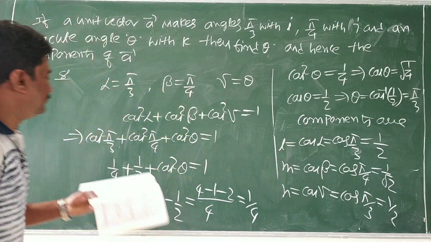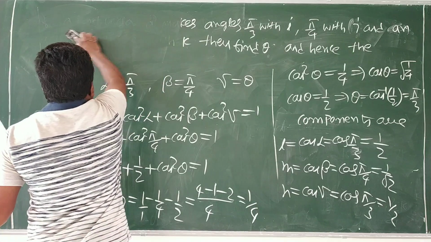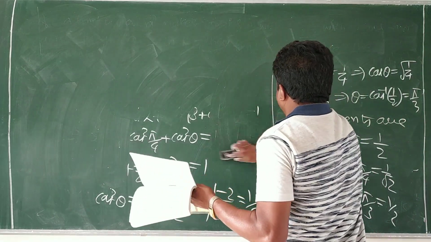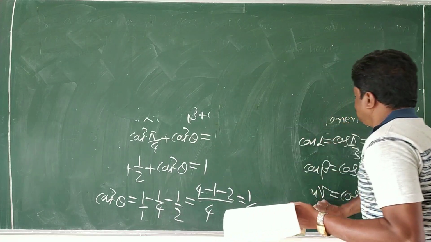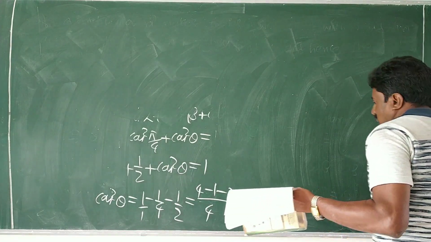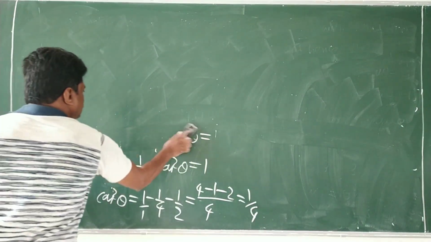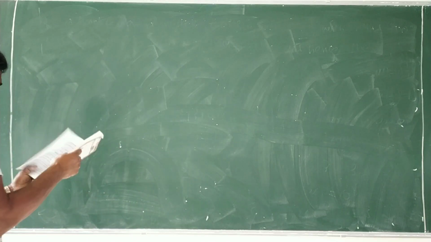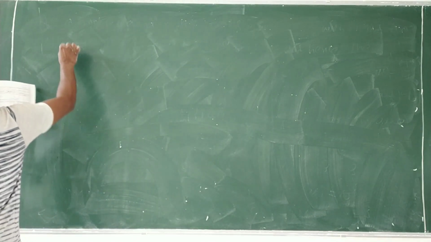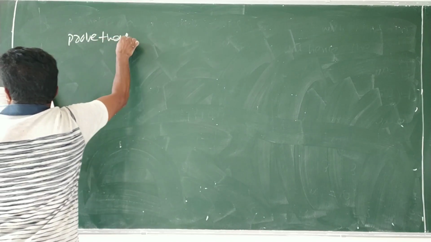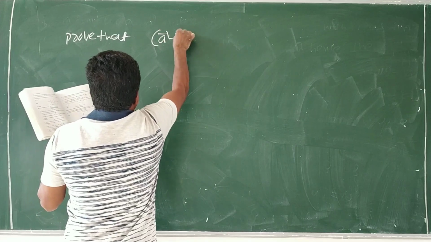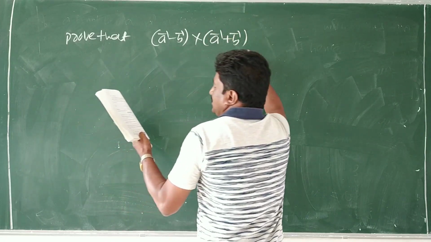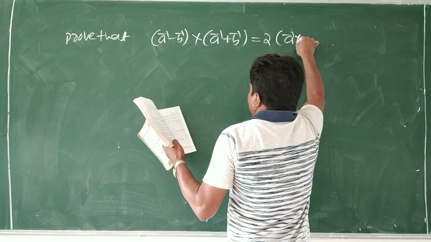Let us solve one more question. Prove that (A minus B) cross (A plus B) is equal to twice A cross B.